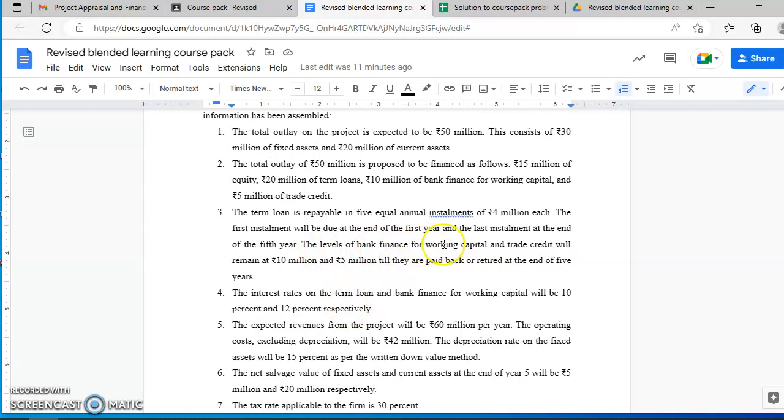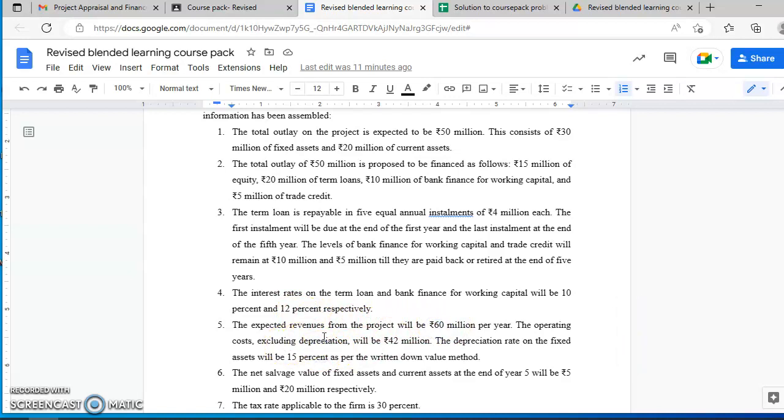So the interest, if any, in any case will have to be considered. It depends upon the point of view here. The interest rate on the term loan and the bank finance is 10% and 12%. This is known to us. On the term loan it is 10%, whereas what you have taken from the bank as working capital is 12%. Revenue from the project is 60 million.